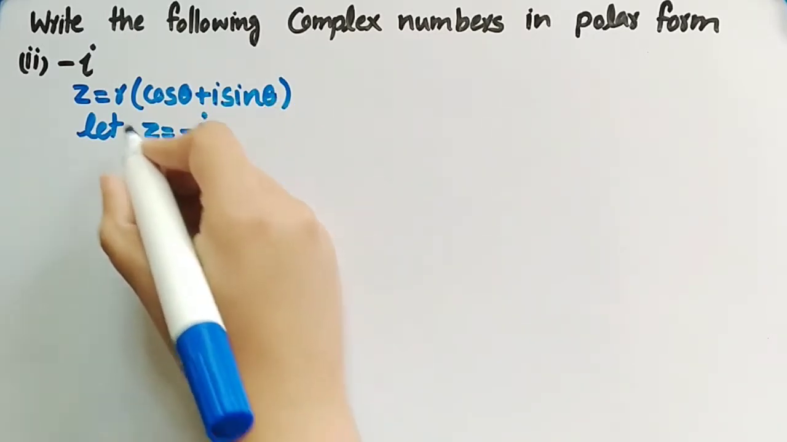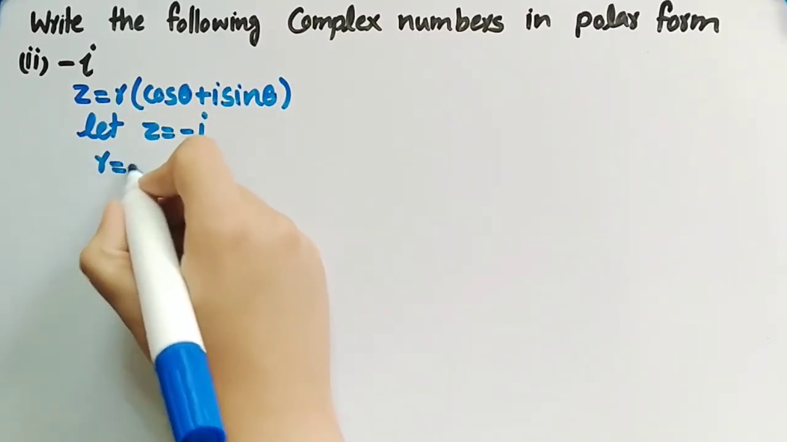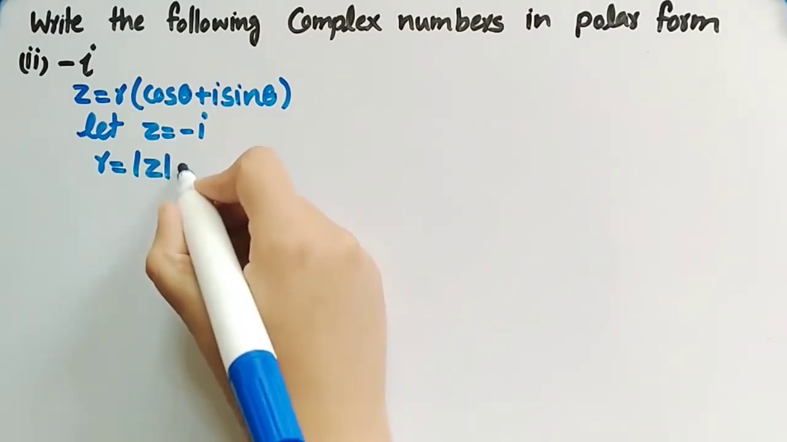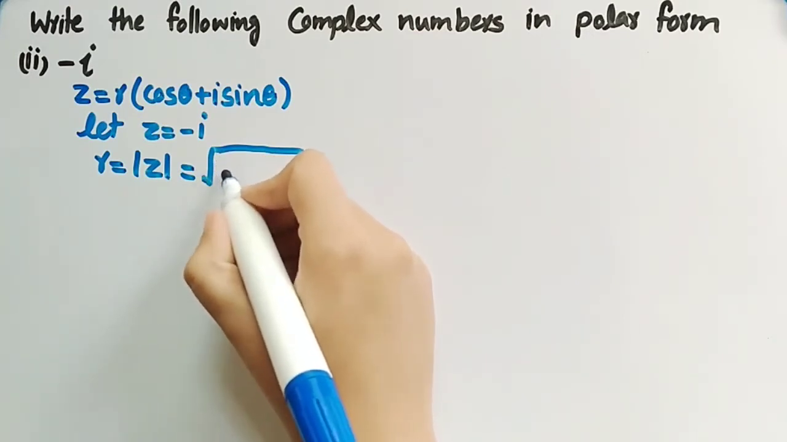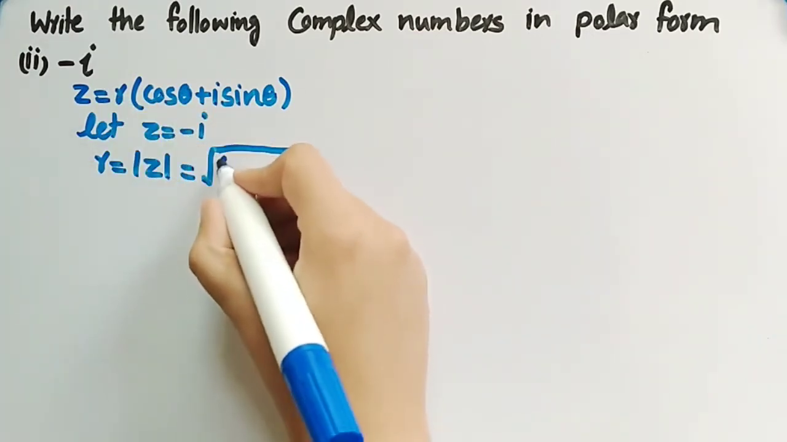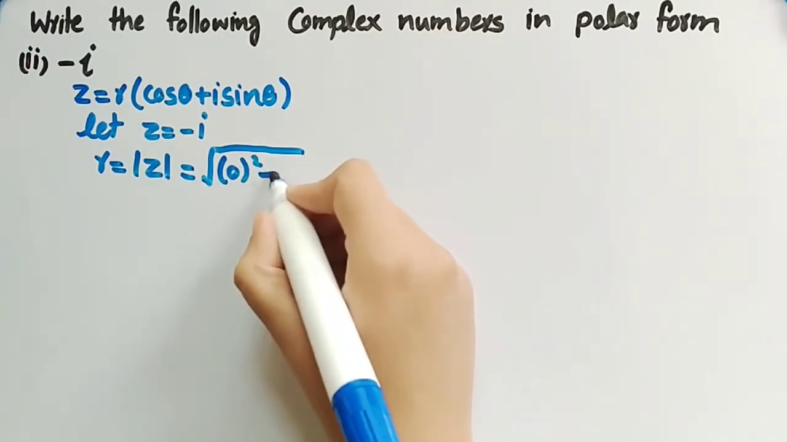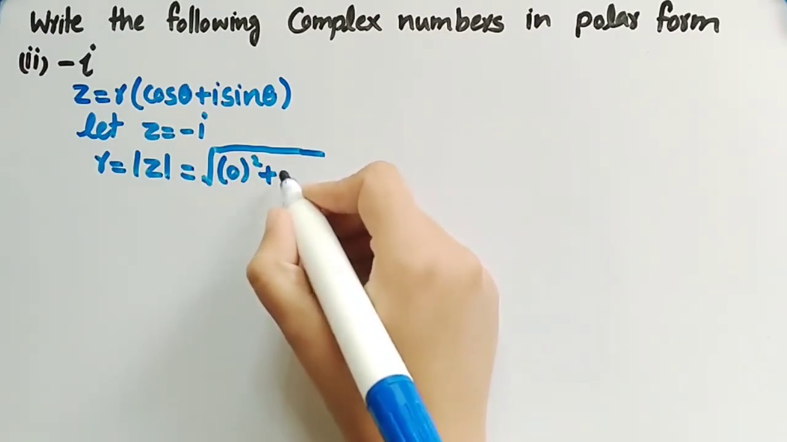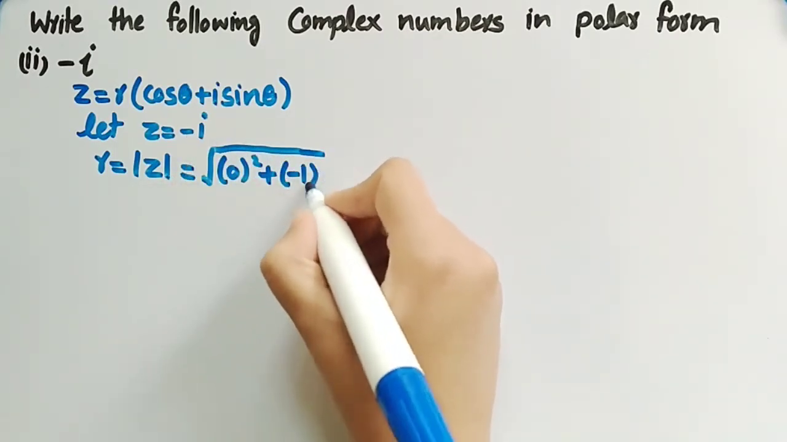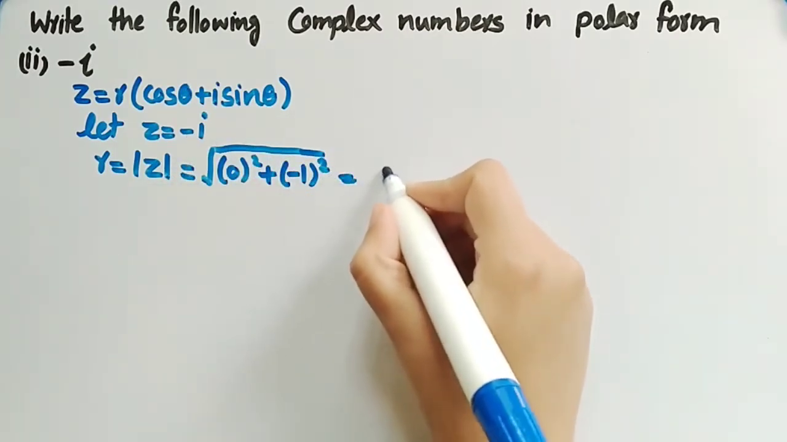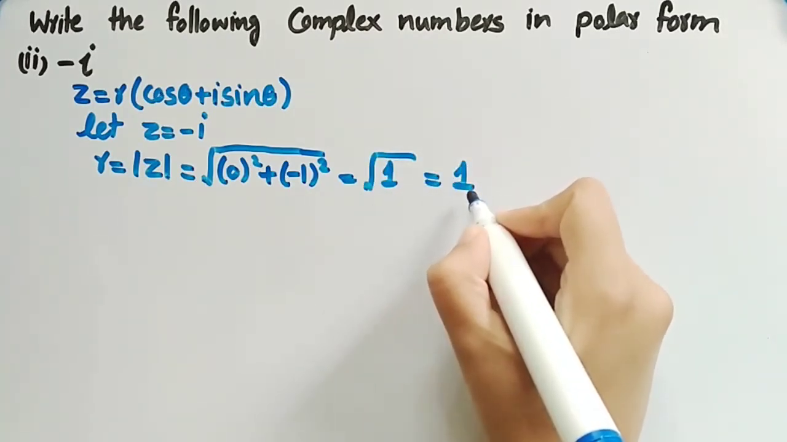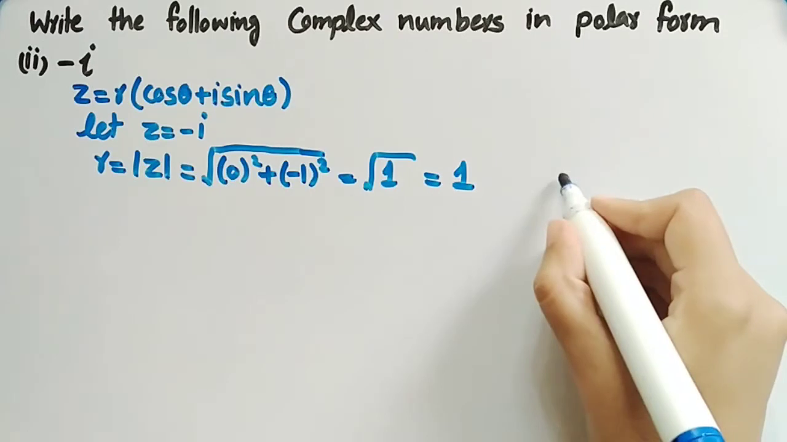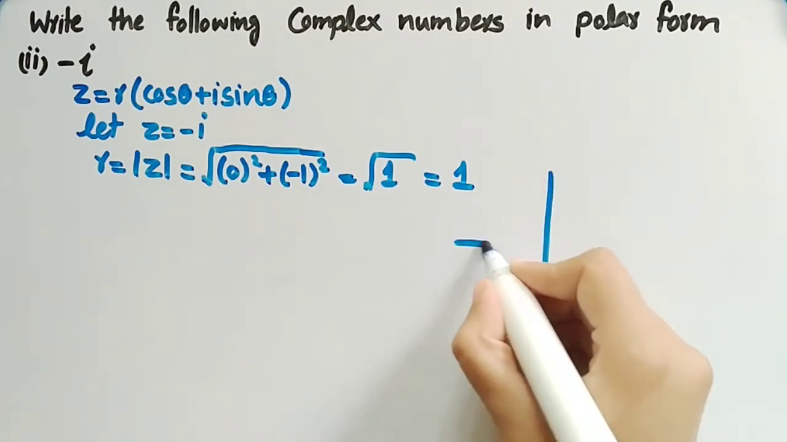Now we will find the value of r, which is equal to mod of z, which is equal to square root of the square of the real part, but its real part is 0, so it will be 0 plus the square of the imaginary part, which in this case is minus 1, so it is equal to square root 1, which is equal to 1. Now we have to find the value of the principal argument theta. For this, we will check in which quadrant the complex number lies.